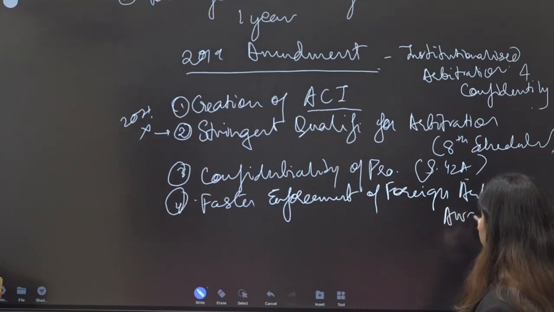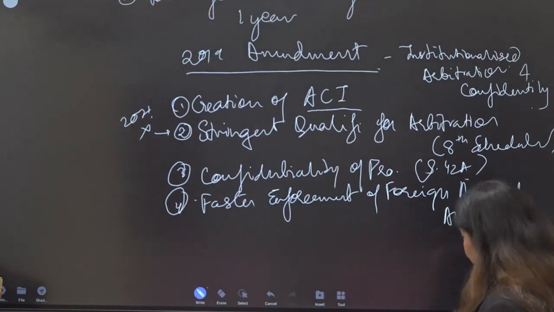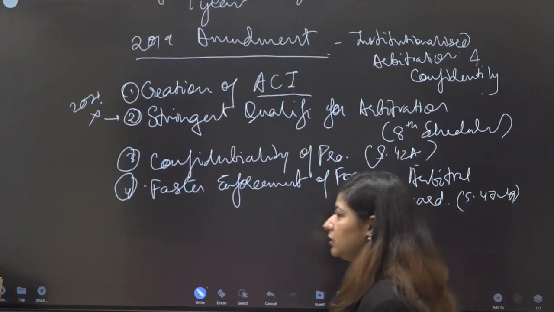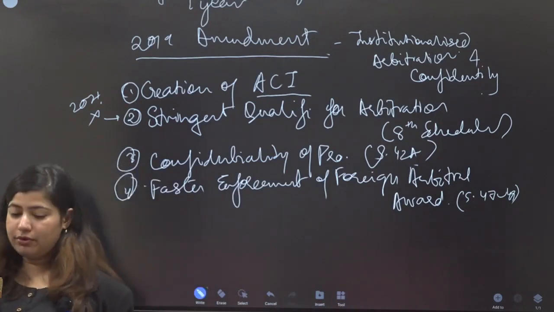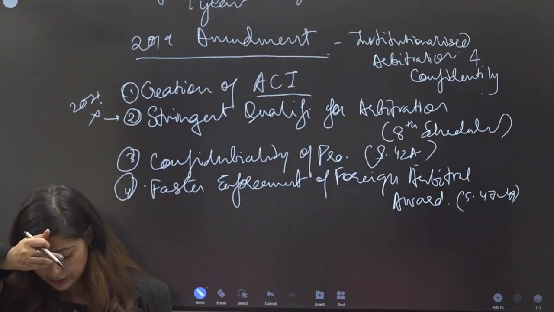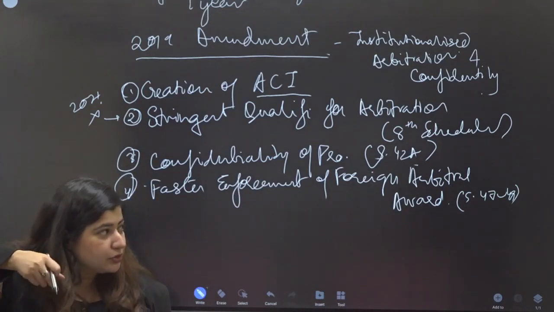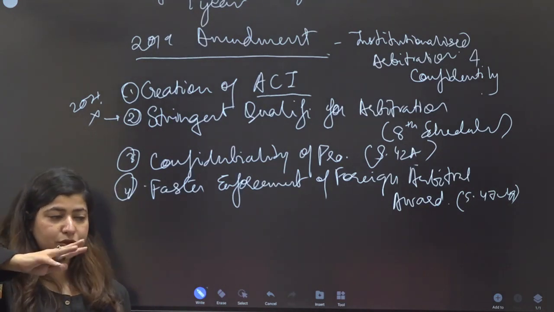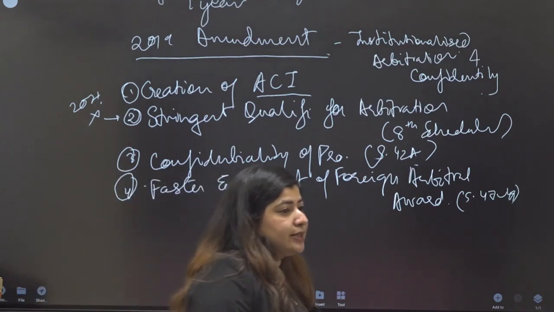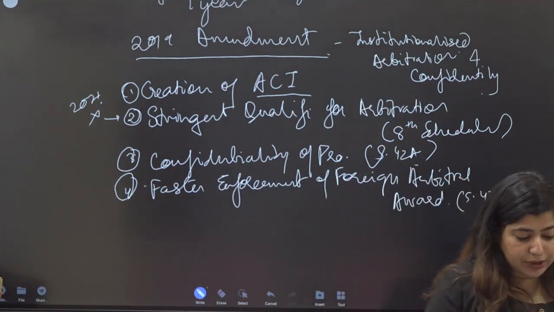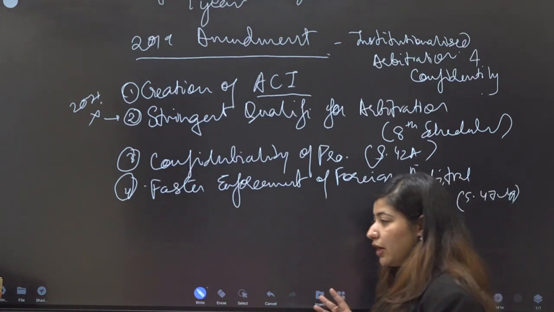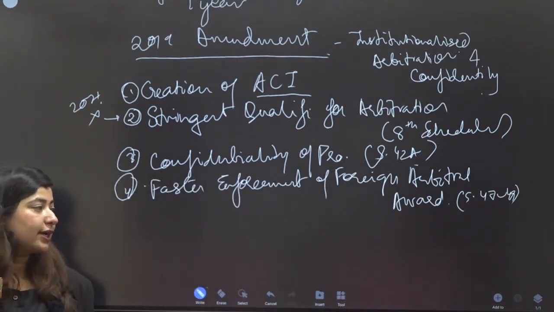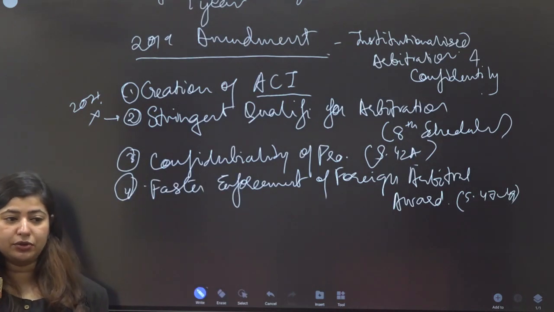This is your fourth key amendment that came with sections 47 to 49: faster enforcement of foreign arbitral awards. So there will be less judicial scrutiny. Whenever there is a foreign arbitral award, there is a lot of judicial scrutiny. So what these sections are saying is that there should be less judicial scrutiny, and Indian courts cannot refuse enforcement unless it meets the strict criteria in the Geneva Convention and the New York Convention.